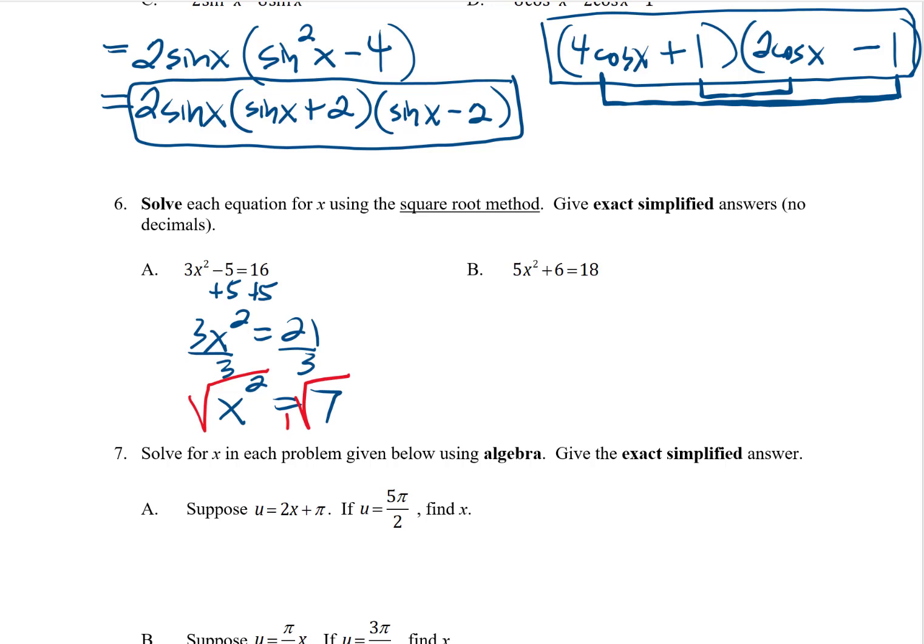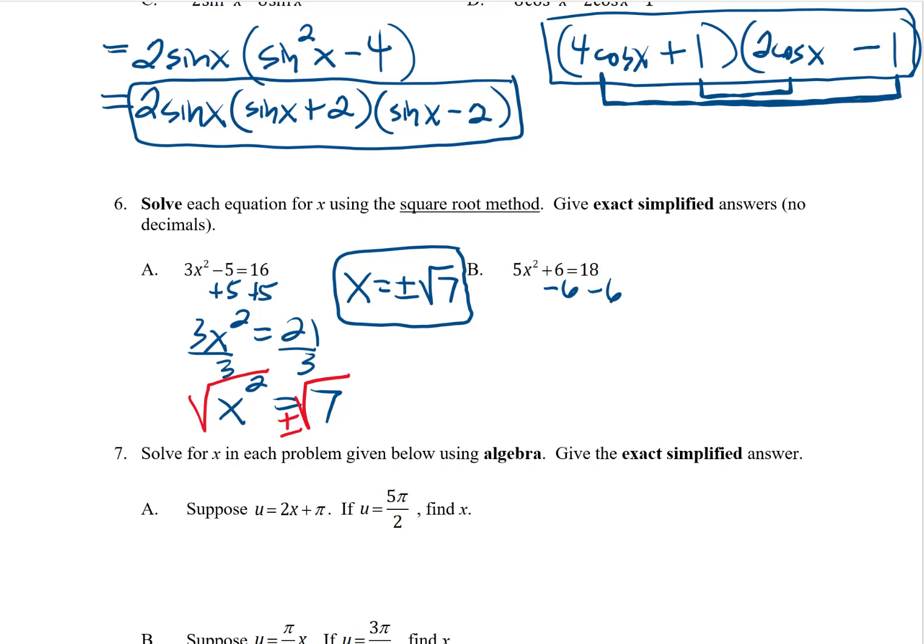Remember, when you square root both sides of an equation, you do get 2 answers. You do get a positive answer and a negative answer. And so here would be the final 2 solutions: x equals positive root 7 and negative root 7, which you can summarize by just writing x equals plus or minus root 7. Letter B should be similar.